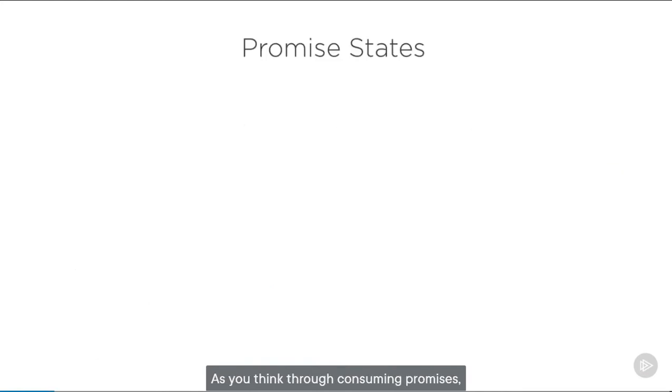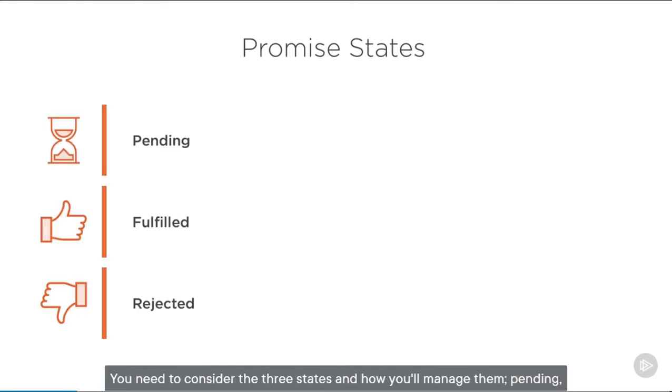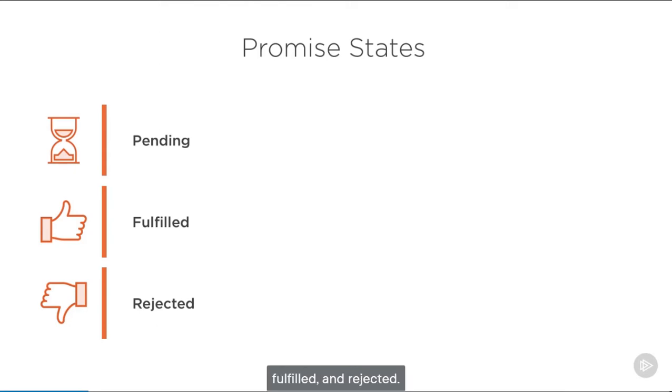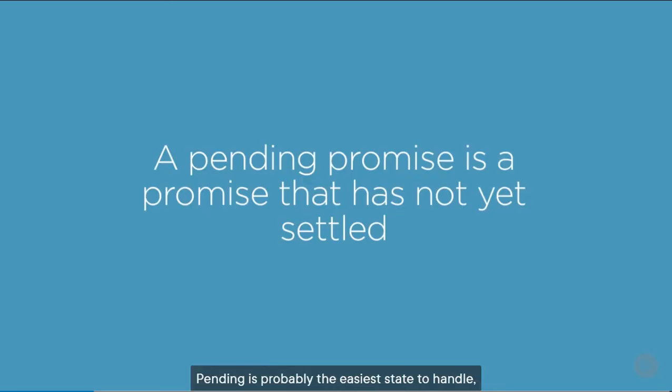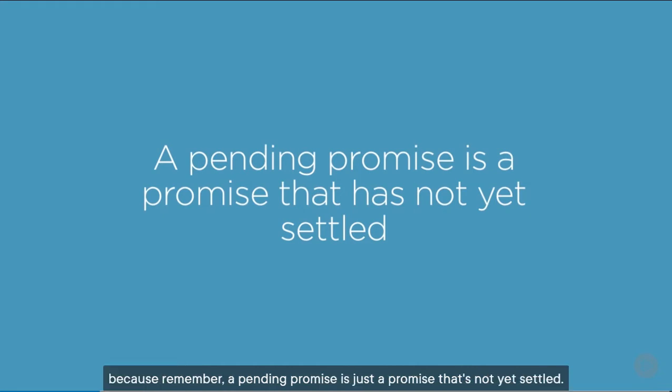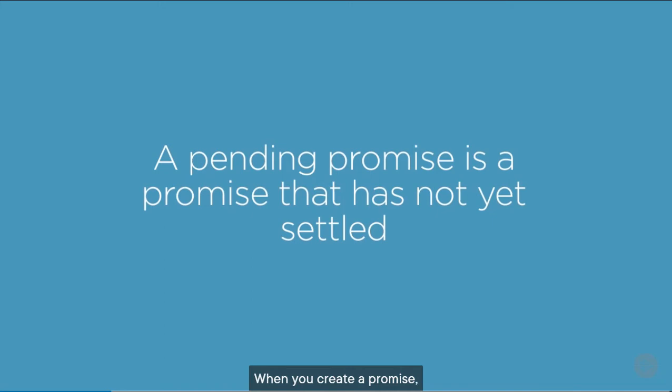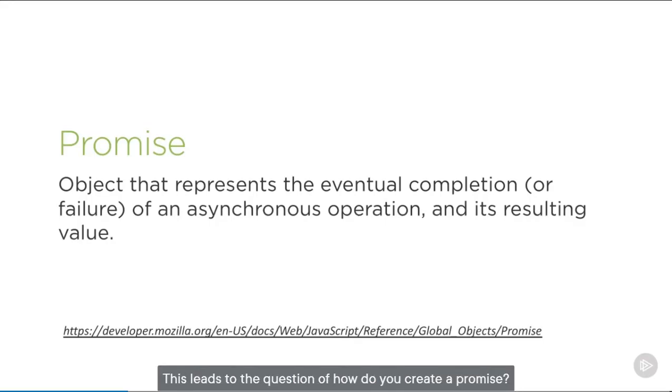As you think through consuming promises and you start to think about what you'll need to do to create your own, what are the major aspects you need to consider? You need to consider the three states and how you'll manage them: pending, fulfilled, and rejected. Pending is probably the easiest state to handle, because remember, a pending promise is just a promise that's not yet settled. When you create a promise, it's pending until you tell it to move to the fulfilled state or the rejected state. This leads to the question of how do you create a promise?